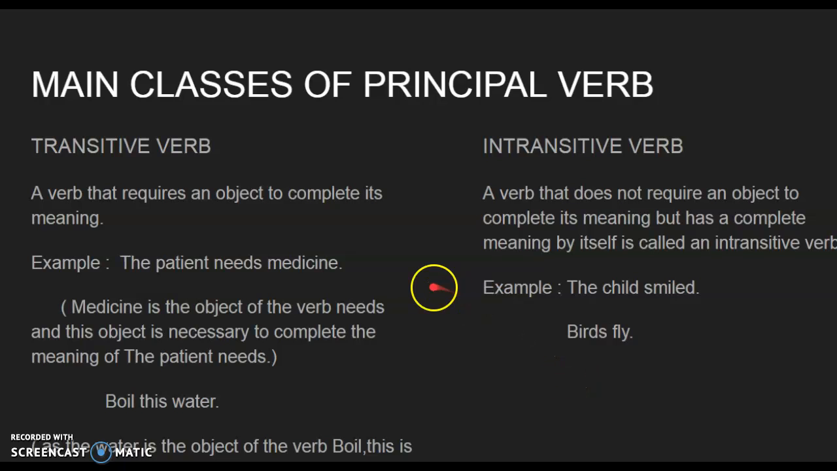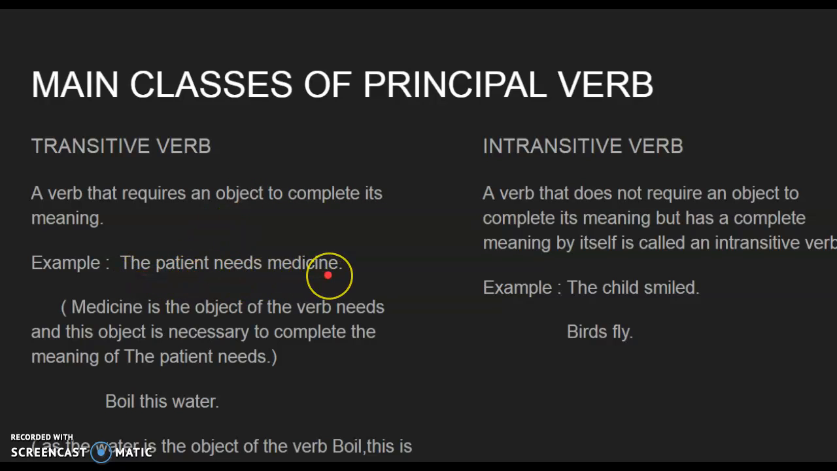Now let's understand what are the main classes of principal verb. First is transitive verb and second is intransitive verb, and it's very simple and easy to understand. Whenever in a sentence there is an object after the verb, it is your transitive verb, and whenever in a sentence there is no object or it doesn't require the object to complete its sentence or the meaning, it is intransitive verb. Let's see the example here.